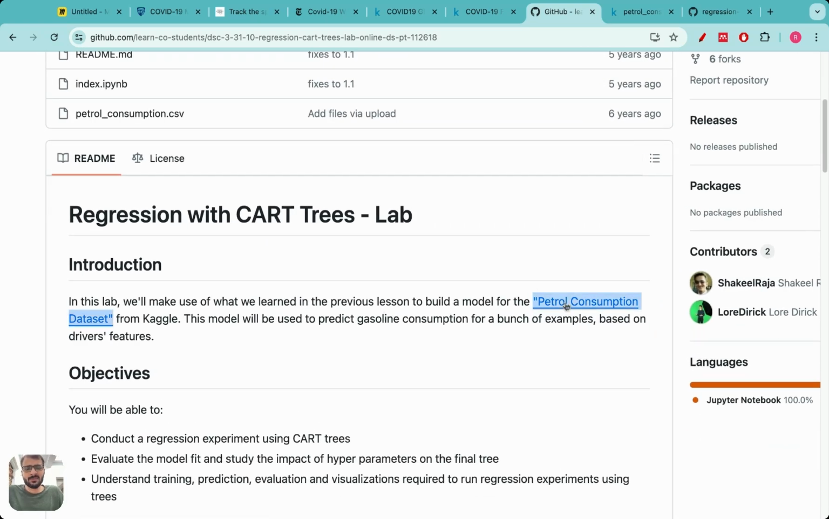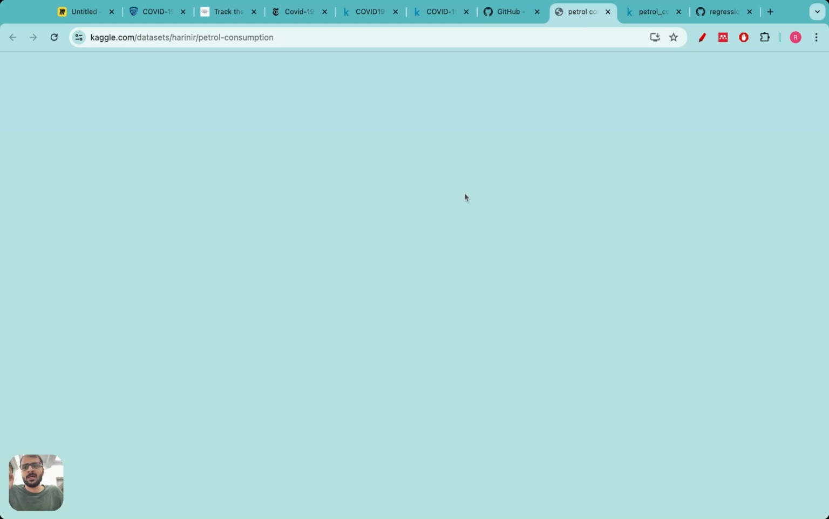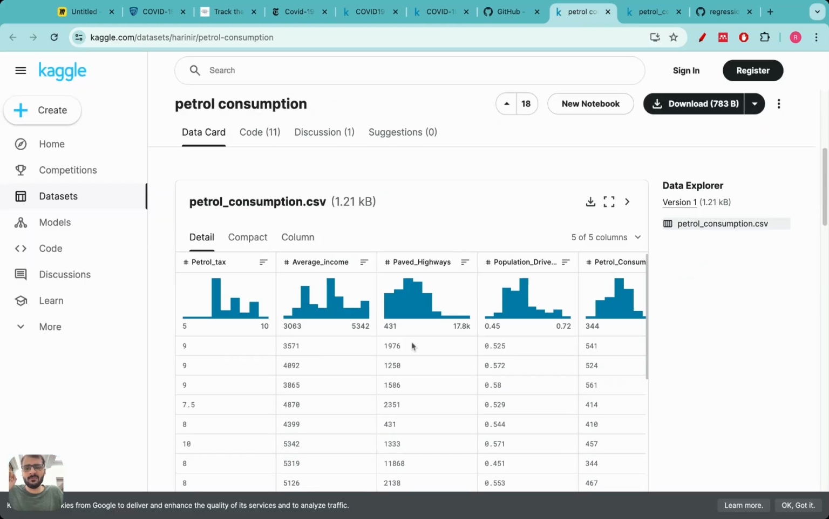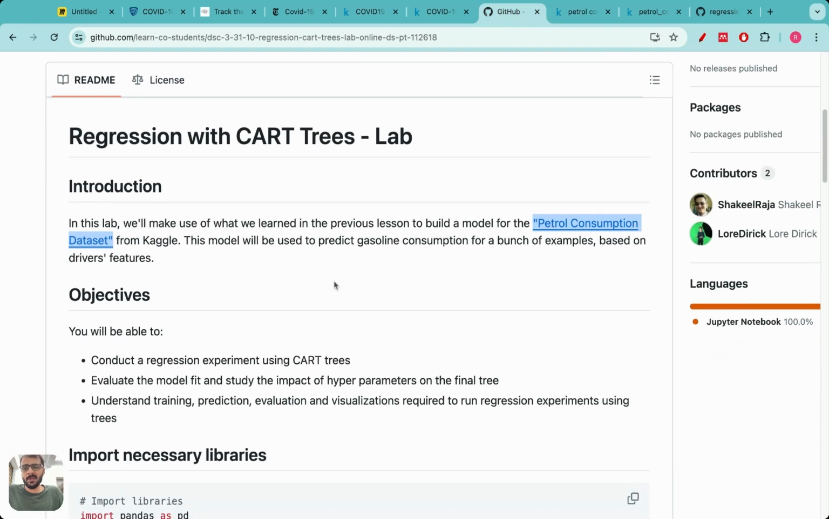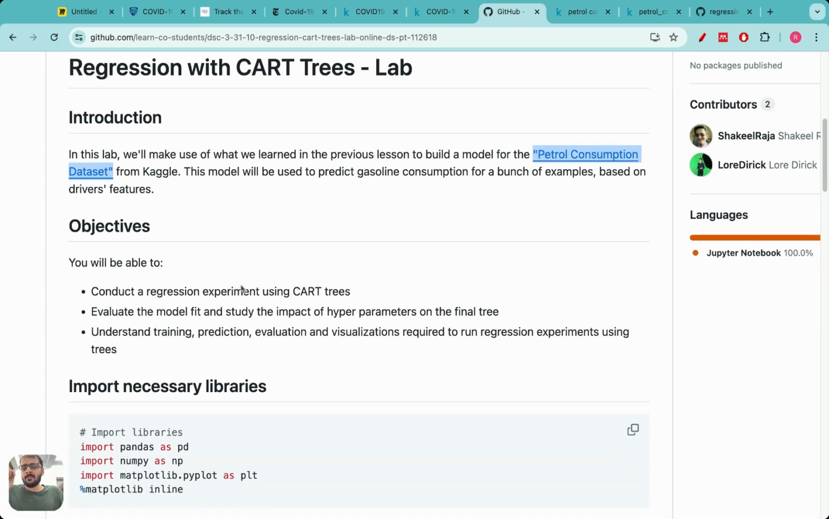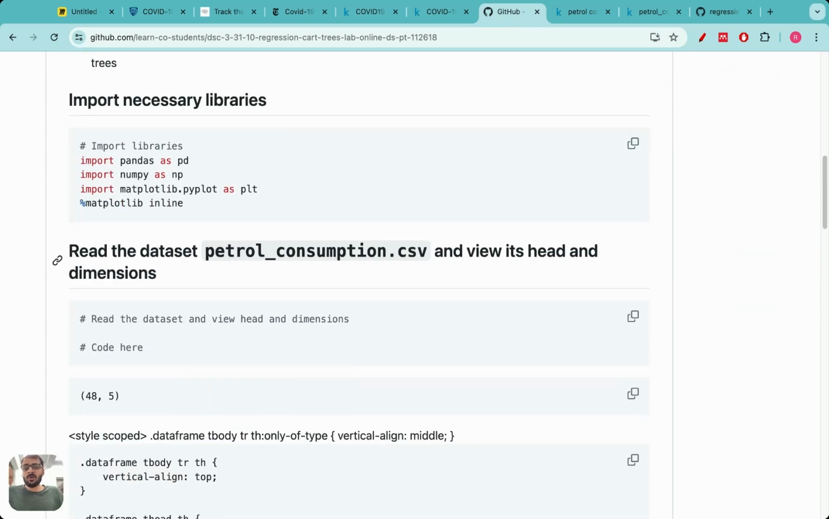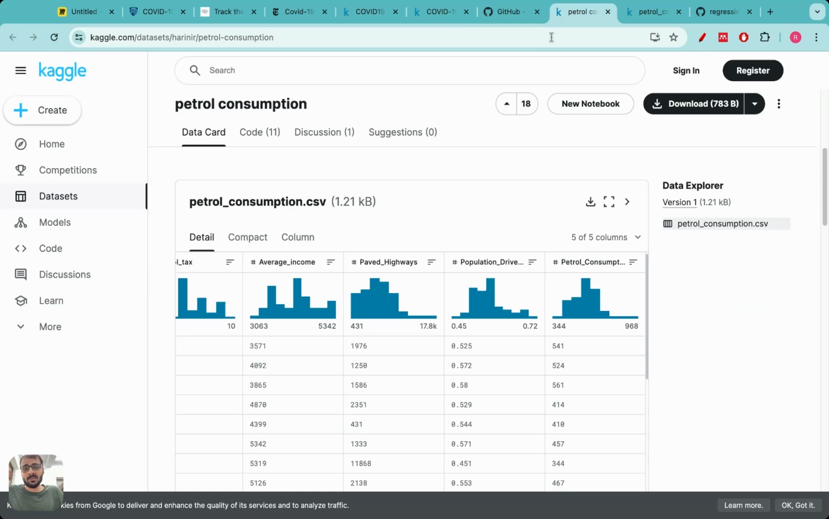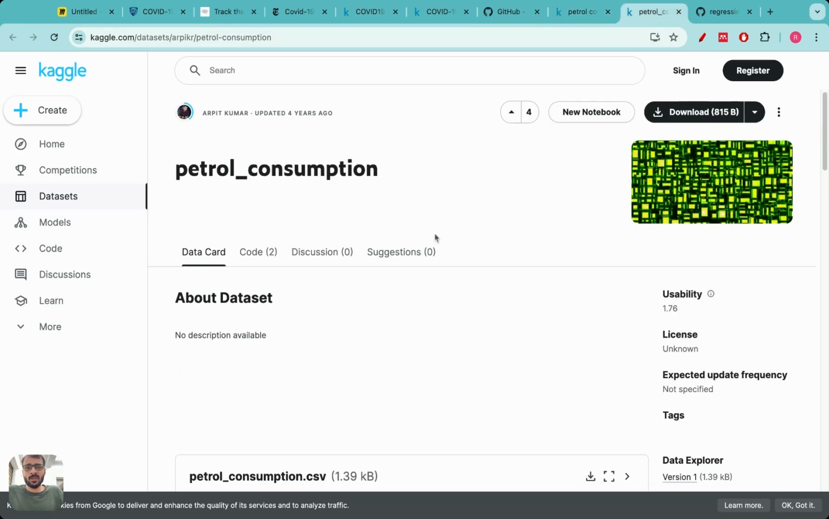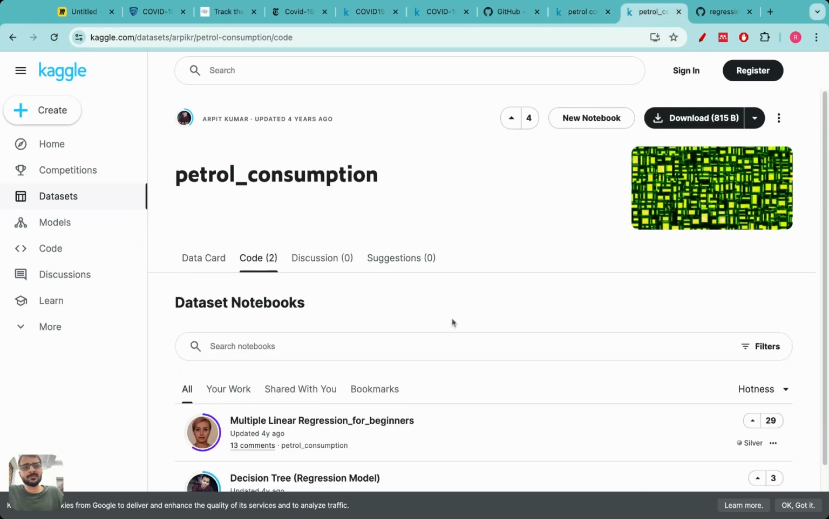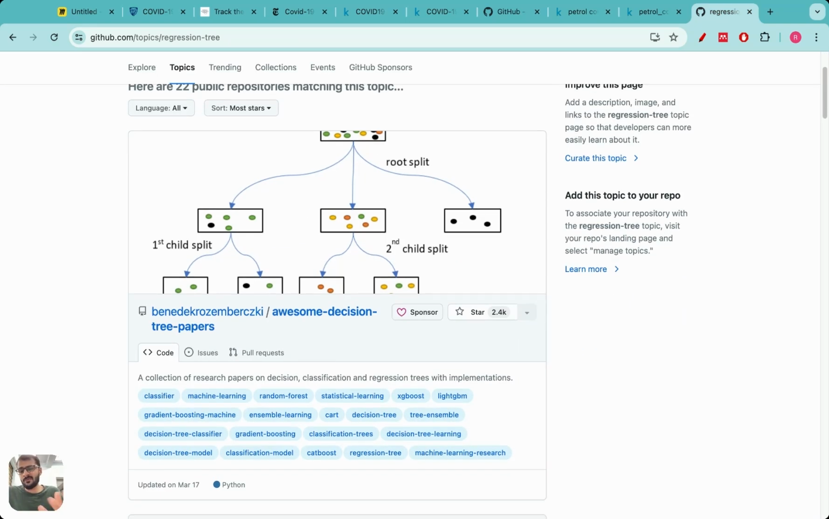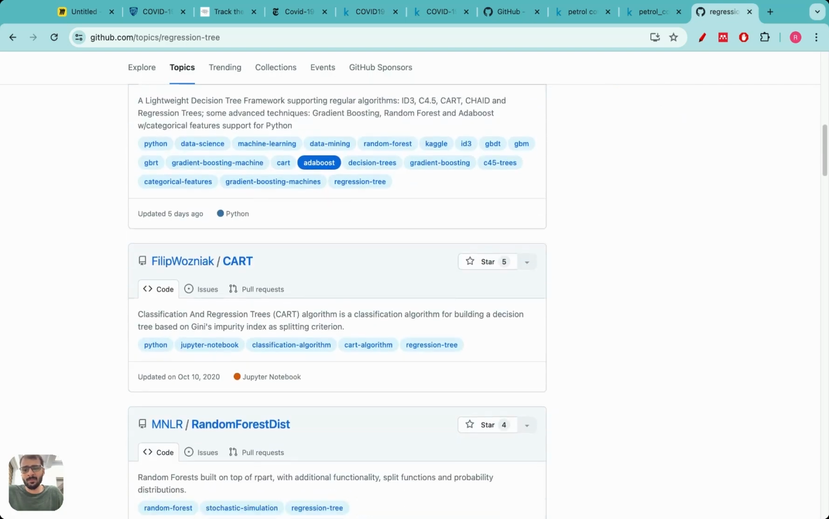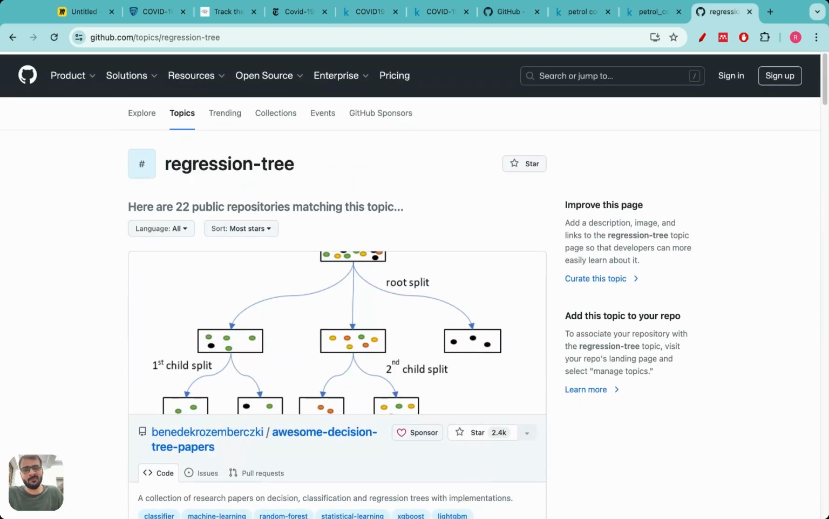For example, there is a famous petrol consumption data set, which is basically about different things such as petrol tax, highways, population, and then ultimately the goal is to predict the amount of petrol consumption. And it turns out regression trees are very popularly used to solve this problem. It's also available on Kaggle as I'm showing here right now. People have written many codes for this. If you search regression tree on GitHub right now, even after this lecture or during this lecture, you'll get so many projects which have been done using regression trees itself.